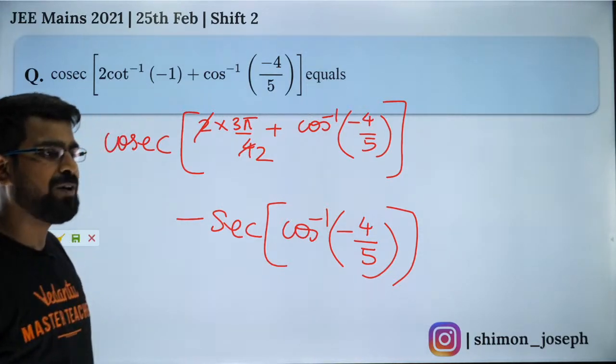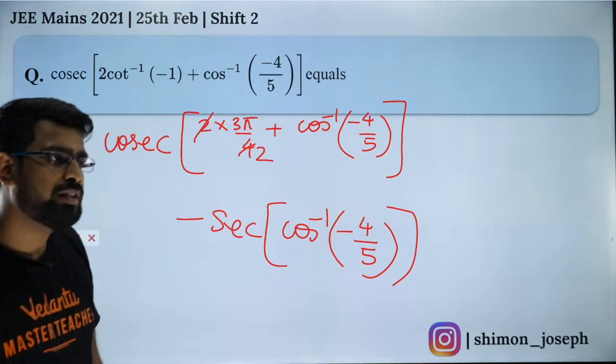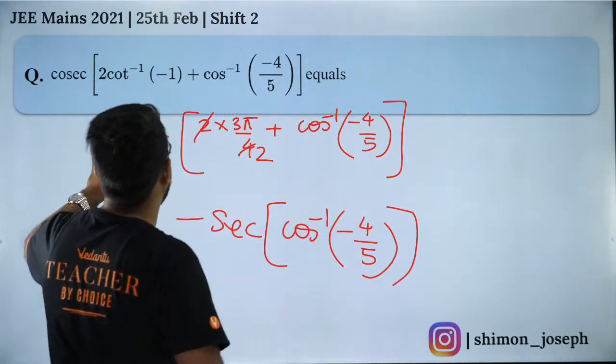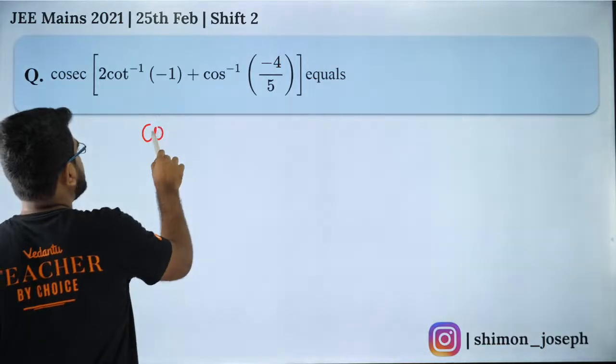So is it cot inverse of 5? Is it cot inverse of 5? Okay, people are saying that the question is wrong. So I think I have to change the question.